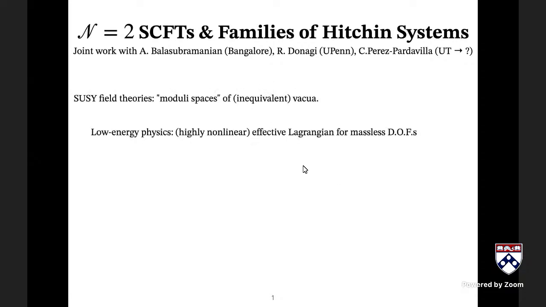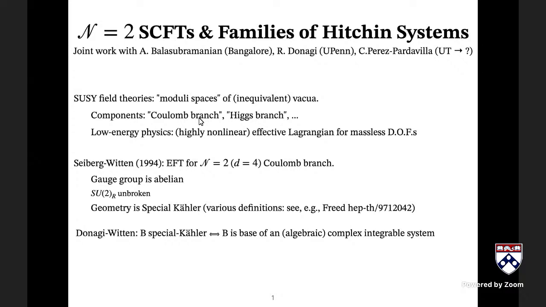Let me start by noting that supersymmetric field theories in general have a moduli space of inequivalent vacua, and the low energy physics, these go by various names: Coulomb branch, the Higgs branch, and the low energy physics on this moduli space of vacua is generally governed by a highly nonlinear effective Lagrangian for the massless degrees of freedom. And it's just shy of 30 years ago that Seiberg and Witten made a great breakthrough in understanding that effective field theory and worked out how to compute the effective field theory for 4D N=2 supersymmetric quantum field theories on their Coulomb branch of vacua.